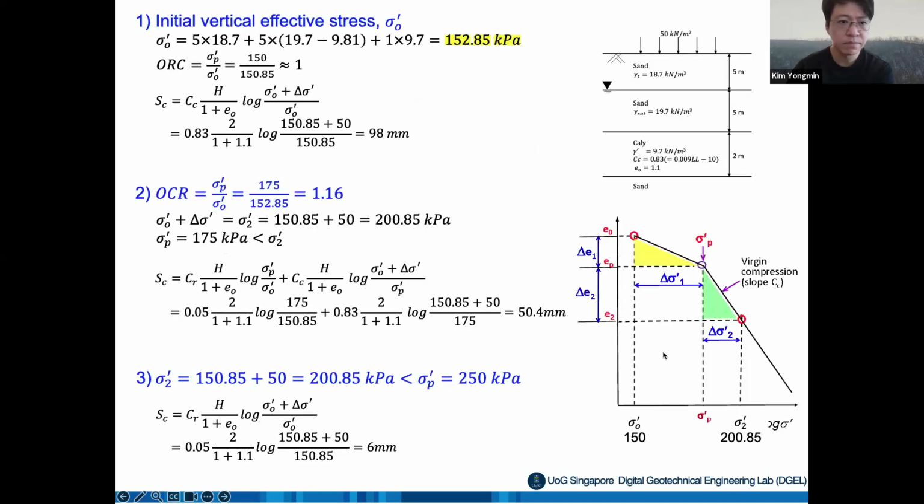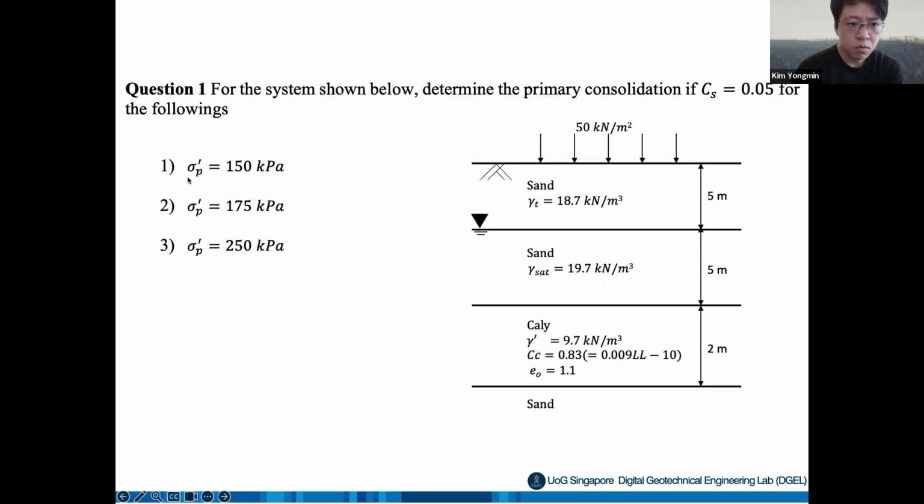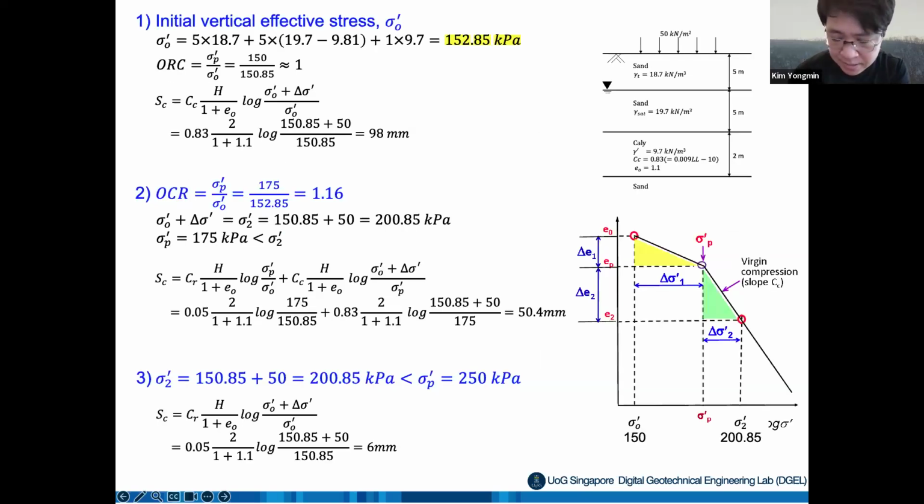Let's see what happened. Your initial vertical effective stress is 5 meters times 18.7 plus 5 times gamma prime plus 1 meter times gamma prime. Okay. The clay layer effective stress is now 150. Wow, 150. Question 1, number 1 question is NC condition.